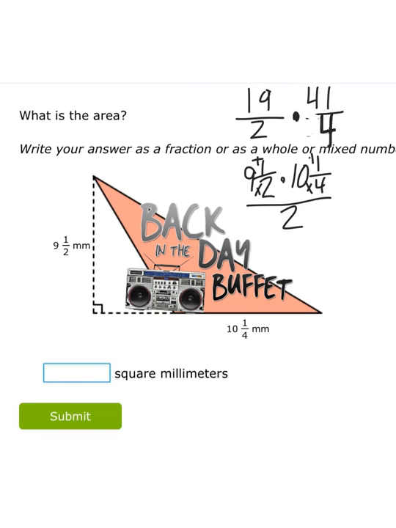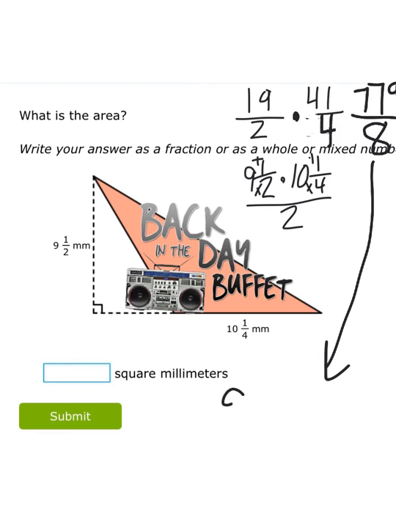So now I do 19 times 41, which is 779. Multiply the denominator, so I do 779 divided by 8. And I get 97.375. Again, you can use a calculator.